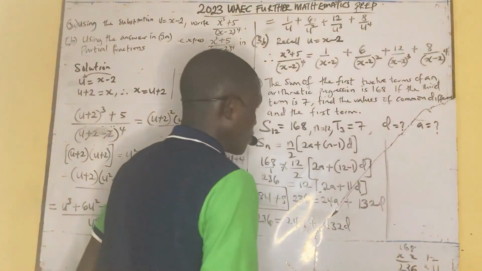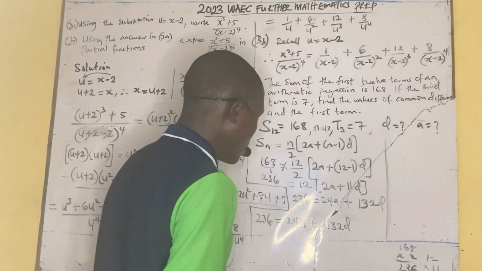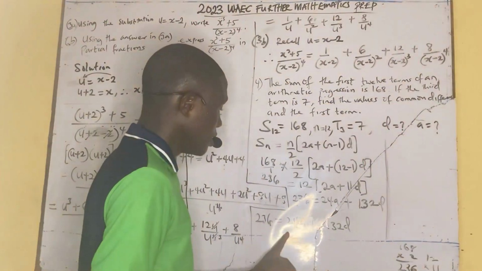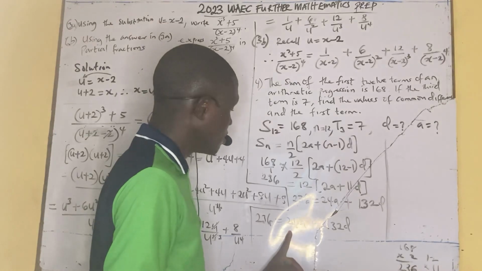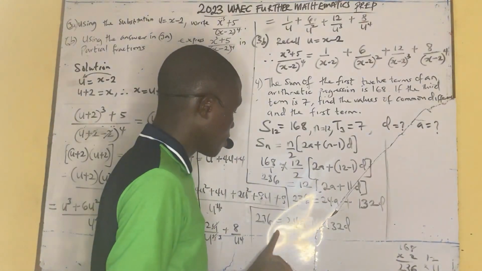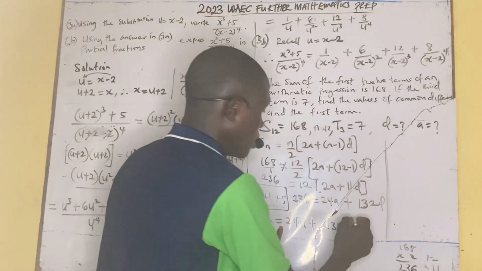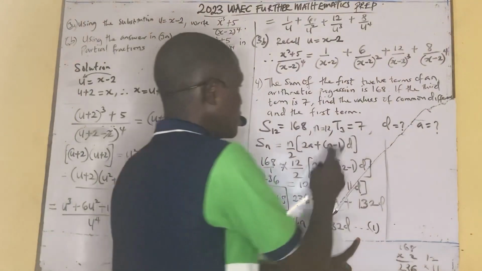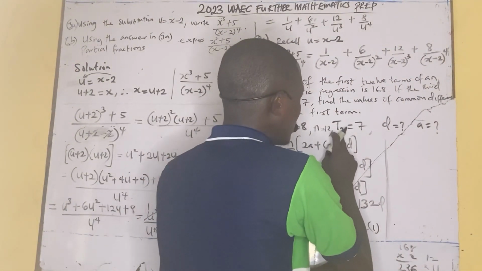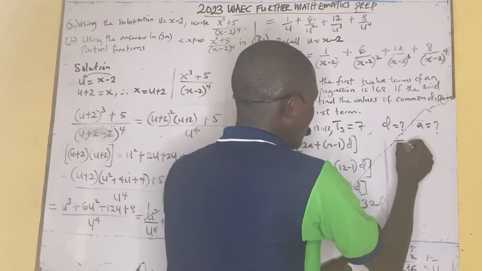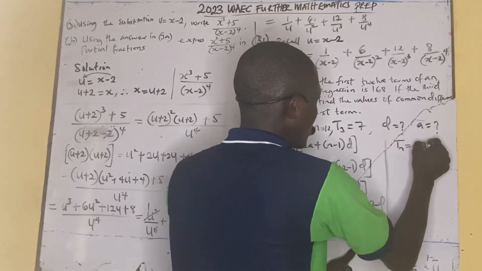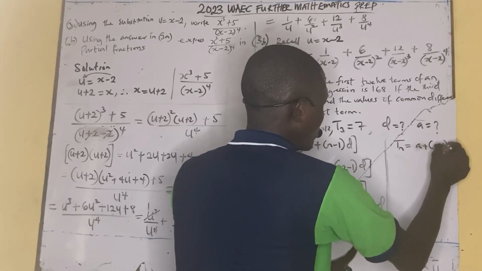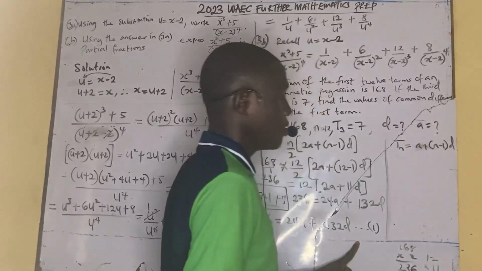You can call it equation 1. But mind you, you can also reduce this by dividing by 4. But if you don't want to, let's keep it like that. Then the other one is T3. Look at this: Tn is equal to a plus n minus 1 in brackets, then we have d outside.